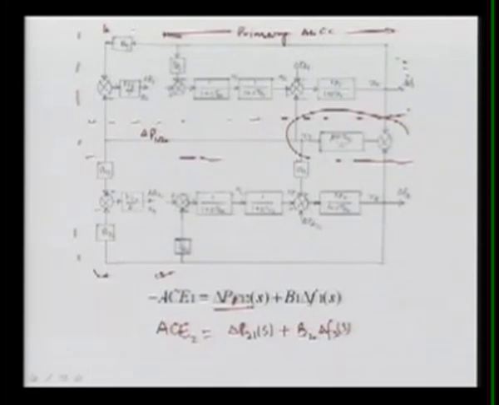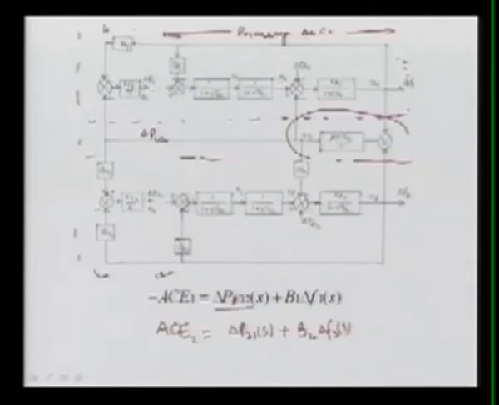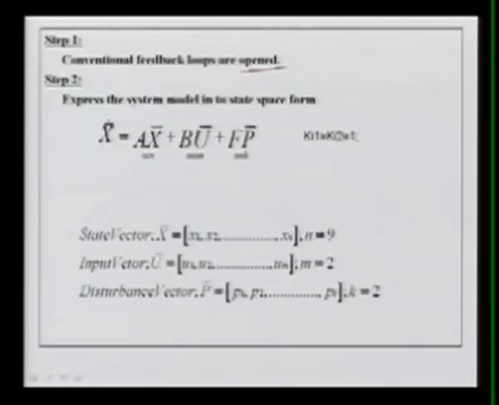Now what we have to do, the first step for the optimal control that I'll state here, is that the conventional feedback loops should be opened. Means what we did here, this loop we have opened now. It is not directly connected. So we have just opened the loop and then express the system model into the state space form.